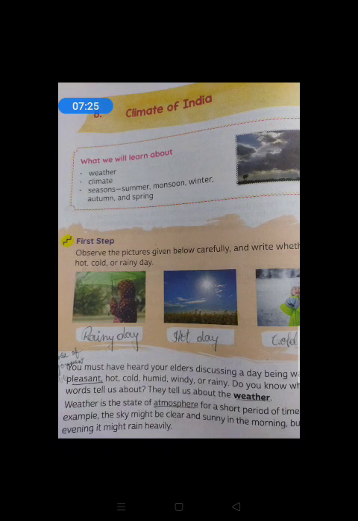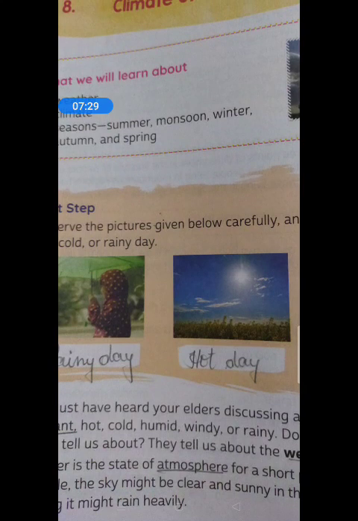See, what is weather? It is a state of atmosphere. So what do you mean by atmosphere? Atmosphere means the air that is there in our surroundings, right? What is our atmosphere made up of? A giant cover of gases. Completely atmosphere is made of gases. The layer of air wrapped around our Earth, that is nothing but atmosphere.